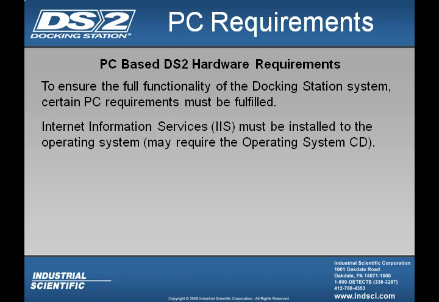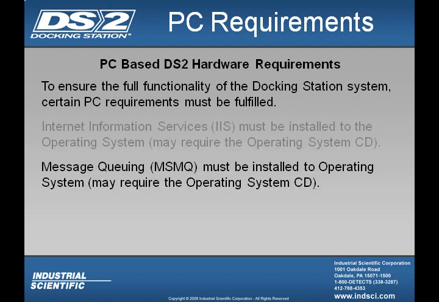To ensure the full functionality of the docking station system, certain software components must also be installed. For example, Internet Information Services, otherwise known as IIS, must be installed and operating in the system. Keep in mind, this may require your operating system CD if this component is not already installed. We also have to ensure that message queuing, MSMQ, is installed and operating in the system, which can also be found on your operating system CD.